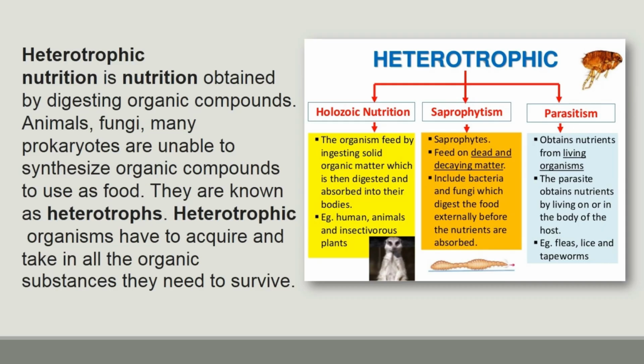So here heterotrophic nutrition is defined as the nutrition obtained by digesting organic compounds. Animals, fungi and many prokaryotes are unable to synthesize their organic compounds to use as food. Therefore, they are known as heterotrophs. Heterotrophic organisms have to acquire and take in all the organic substances they need to survive.